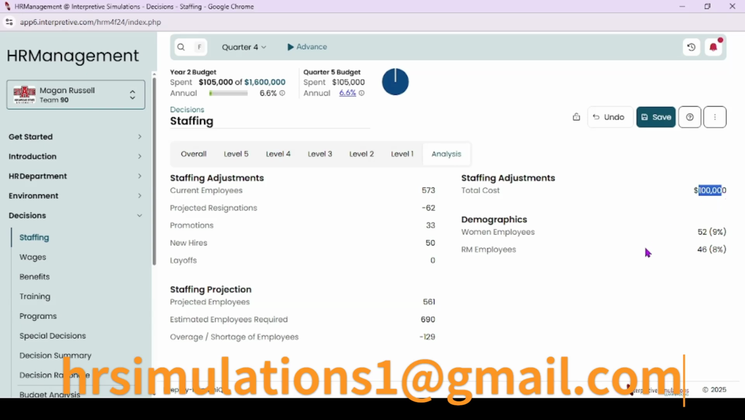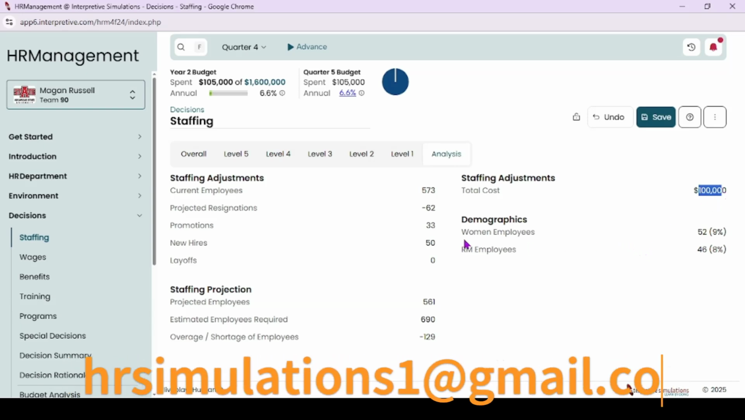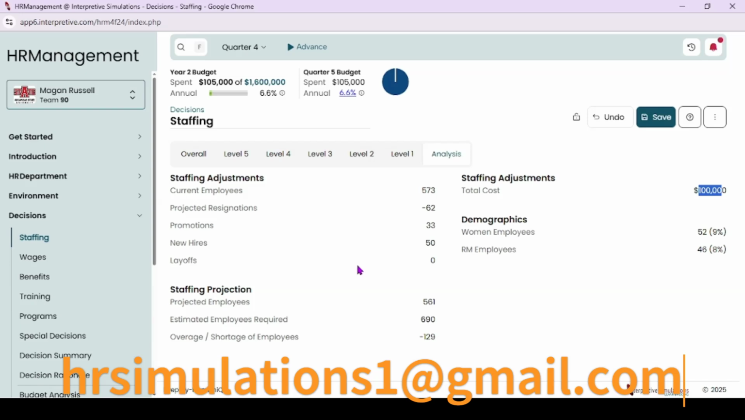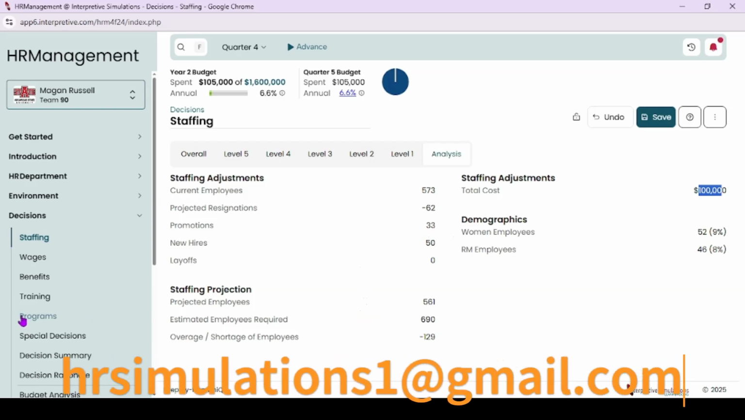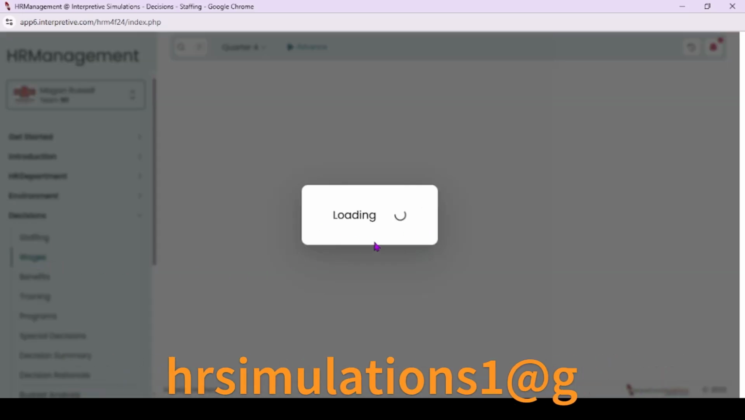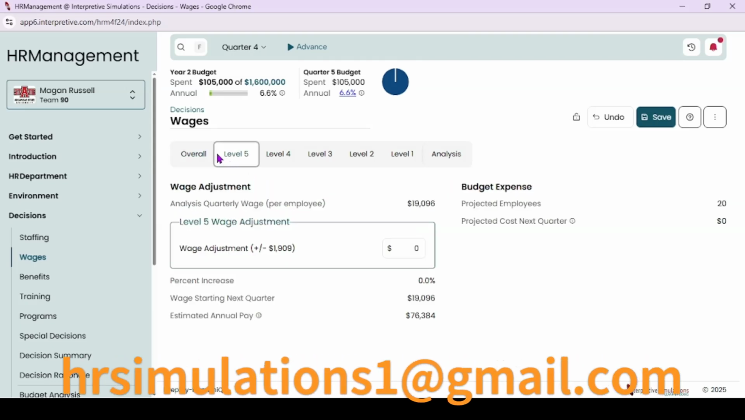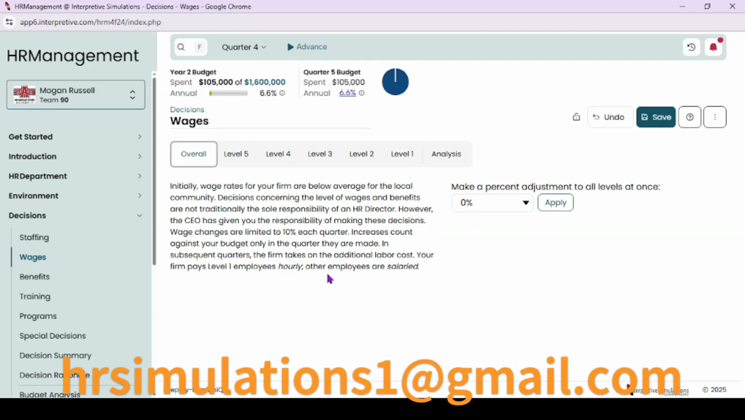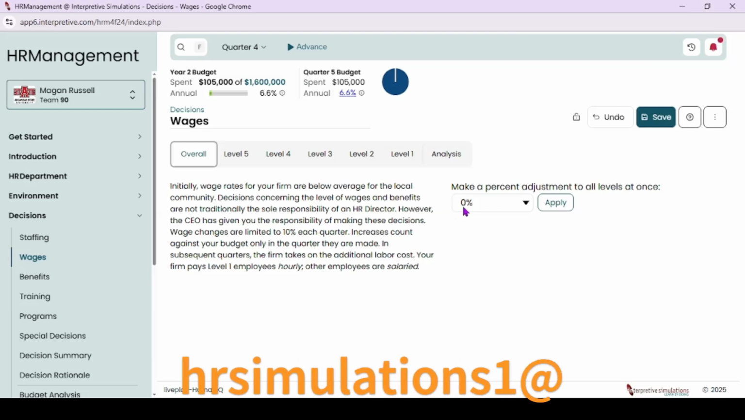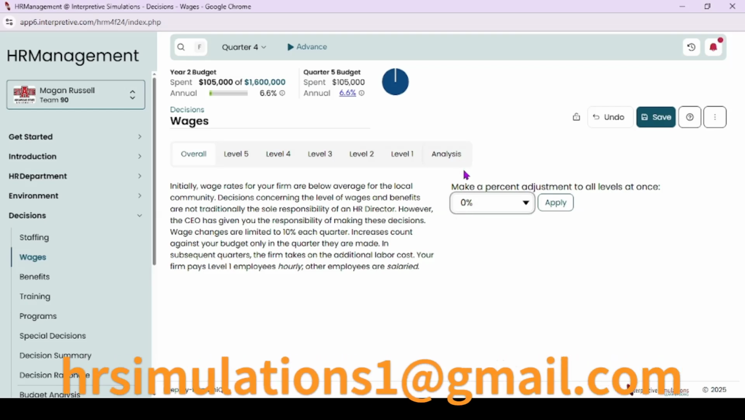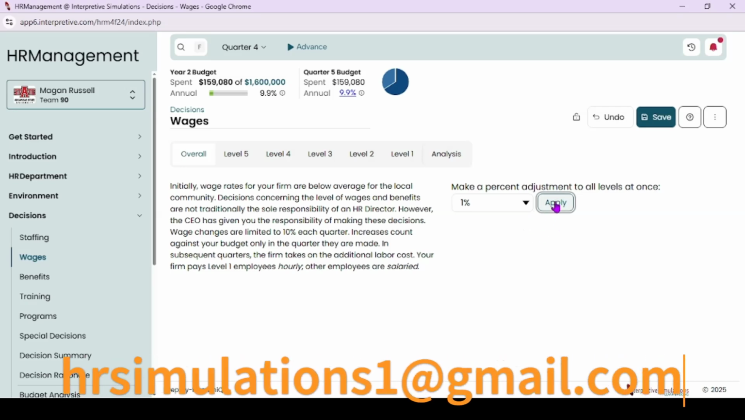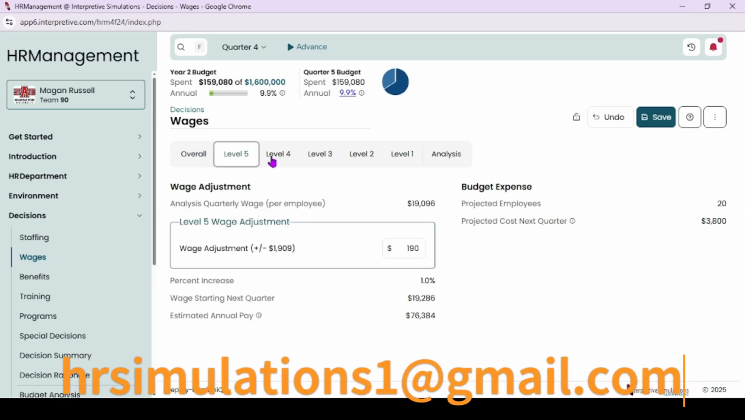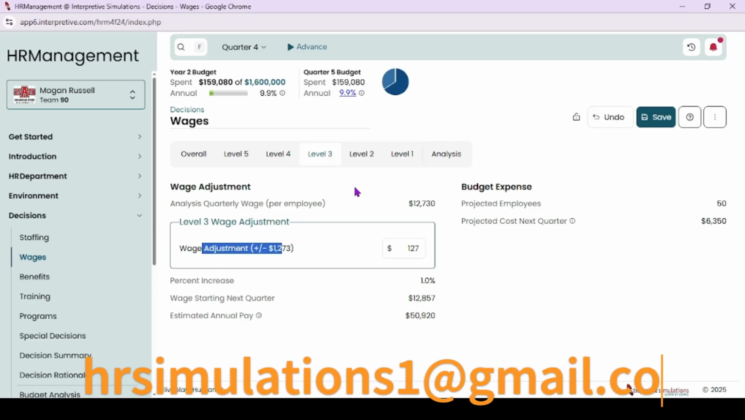This means that the total layoff costs plus the total cost to hire the new workers into the company. So that's it about the staffing part. Next is the wages, and under the wages we're talking about the wage adjustment for our workers. Remember, our workers need to be paid very well, so I'll just increase it by 1% and let it take effect. So I'll apply, and if you go through each and every level, you can see there's a wage adjustment that has been made.